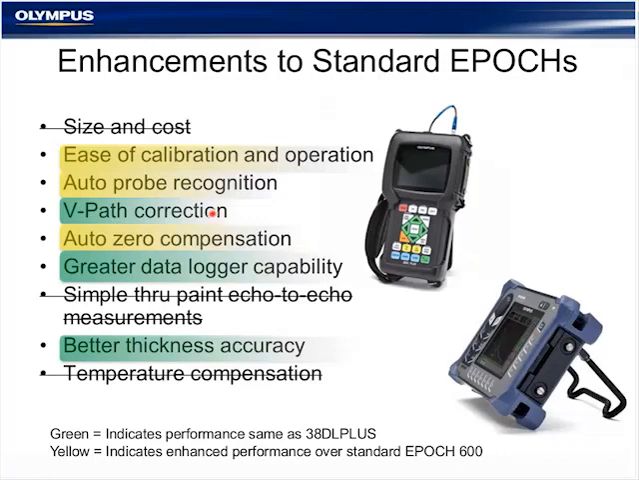With VPath correction, the data logger capability, and the thickness accuracy, we've actually done studies internally to compare this feature to our corrosion gauge line, and we find that there's virtually no difference between the corrosion gauge and the thickness gauge on these points that you see here highlighted in green. So in this case, as a reference, we look at our 38DL Plus corrosion gauge, the performance is virtually identical. So it's a really significant enhancement compared to what you would get from a standard EPOCH 600 using more traditional methods.